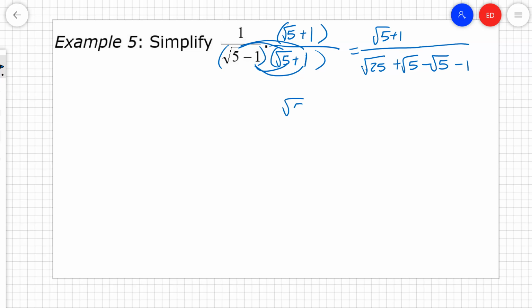Okay, so there's the square root of 5 plus 1 in the numerator. Nothing simplifies there. We have 5. These cancel out because we are multiplying by the conjugate. 5 minus 1, which is just going to give us 4. There we go. That's our end answer.